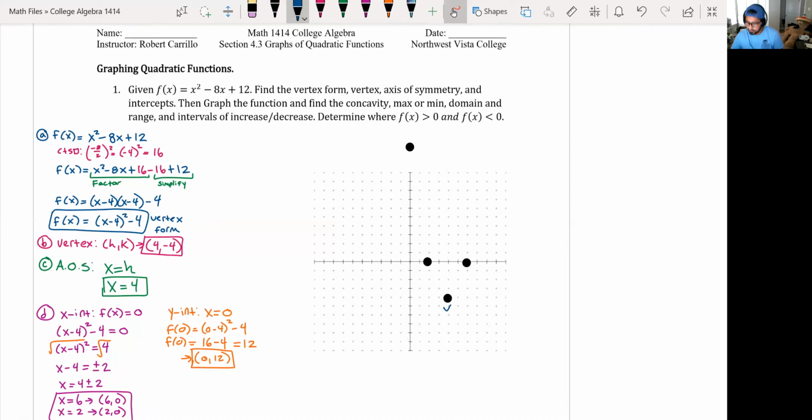That's all we need, so let's connect. I'm trying to make it pretty. Pretty as it's gonna get. Okay, there's the graph, and now let's figure out the rest of what it's asking.